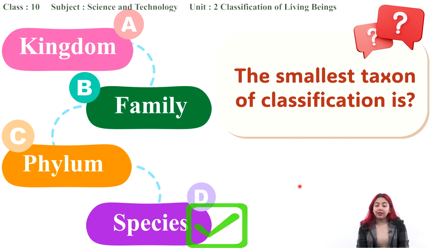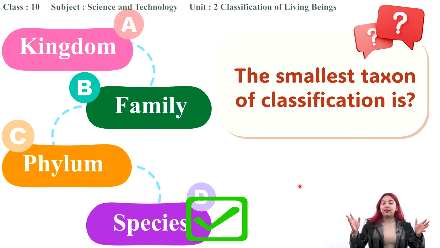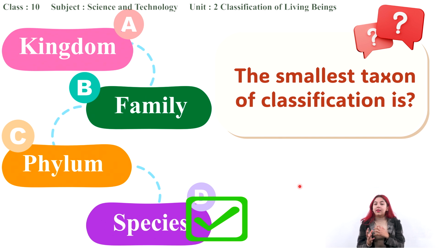Yes, it's the species, because in the hierarchy of classification, kingdom was on the top and it was the largest taxon that encompasses a large number of organisms. And then at the bottom of the pyramid was the species, and it was the smallest taxon that encompasses a small number of organisms. So the correct answer is species.